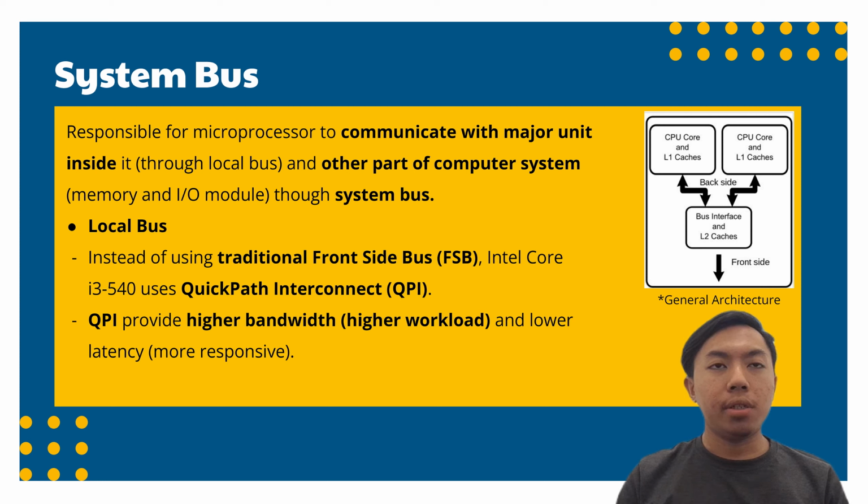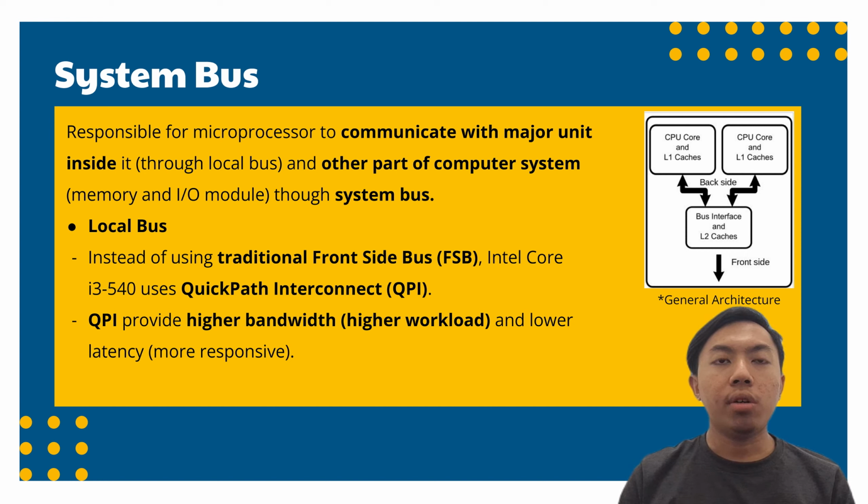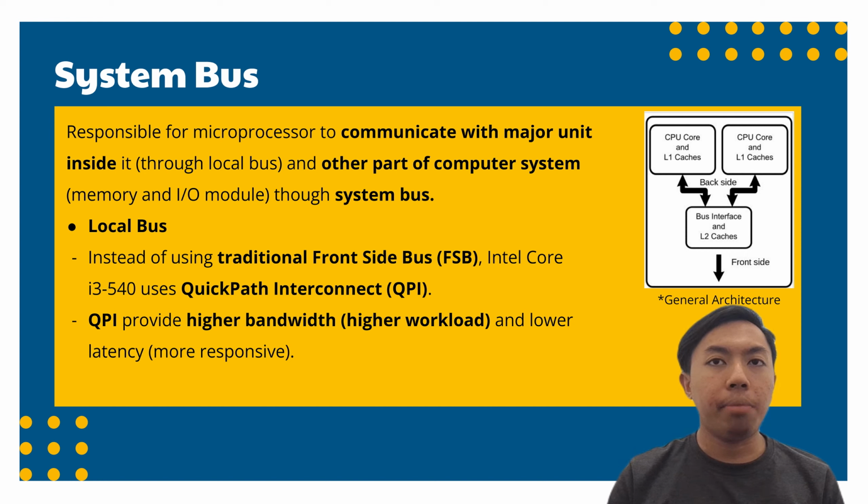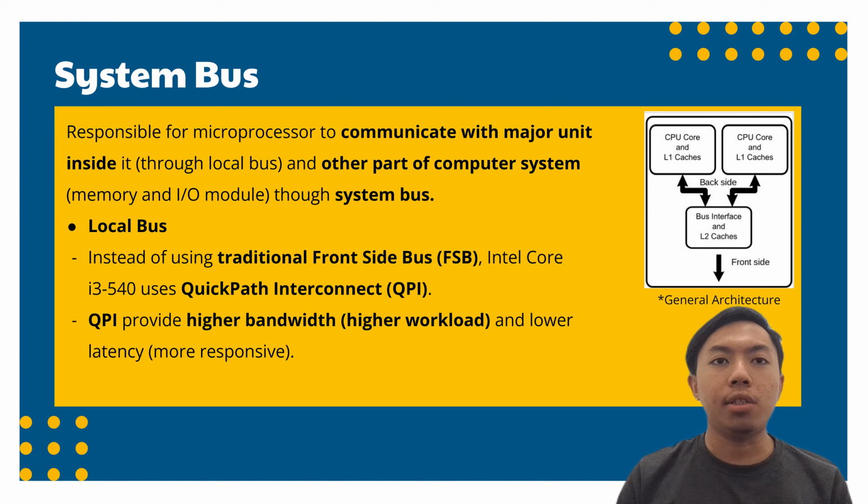Okay, now I will be presenting about the system bus. As generally known, the system bus is responsible for our microprocessor to connect and communicate with the other parts of the system. So there are two types of bus, which are the local bus and the system bus that connects to the outer part of the CPU, such as the memory and the peripherals, input output modules. First, we will discuss the local bus.